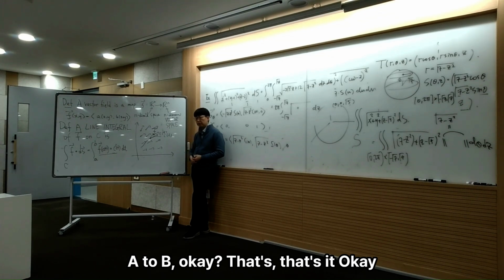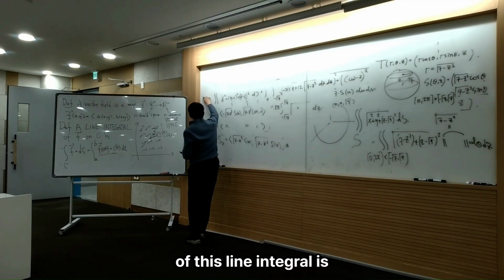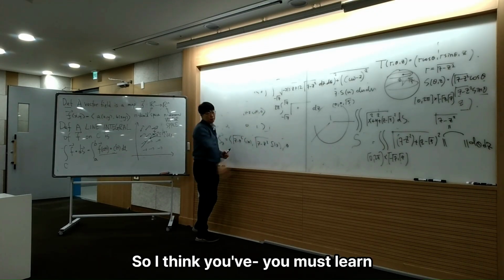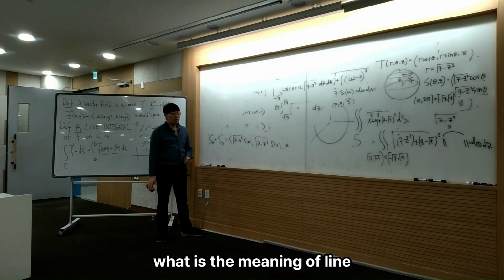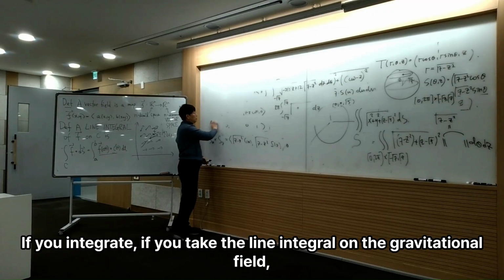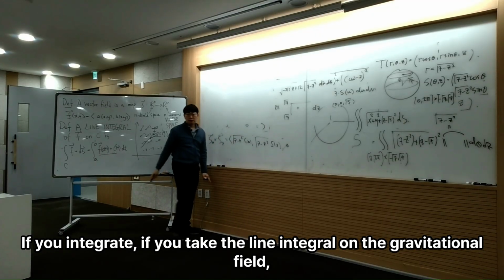Okay, that's it. And let's see what the meaning of this line integral is. So I think you must have learned about this in physics. What is the meaning of line integral of the gravitational field? If you take the line integral on the gravitational field, what do you get?